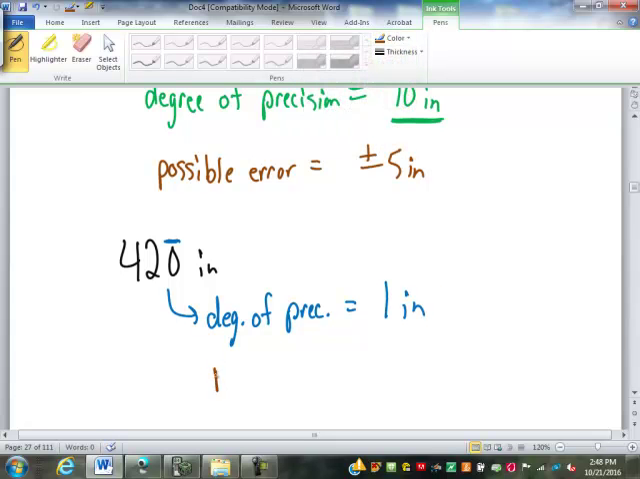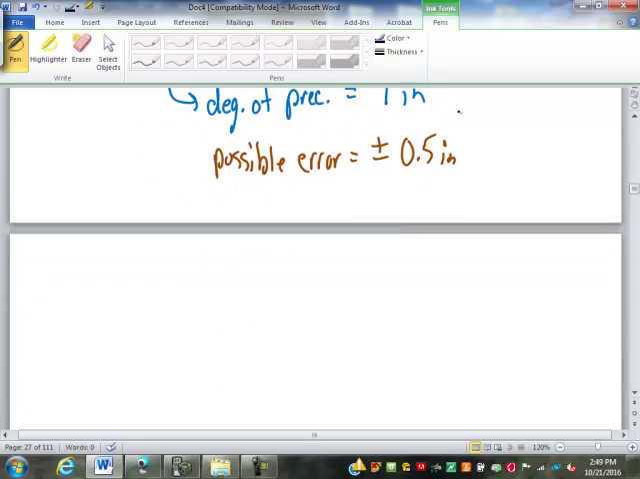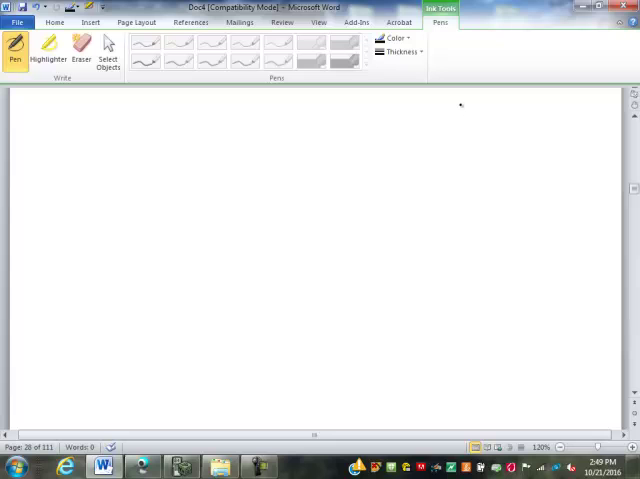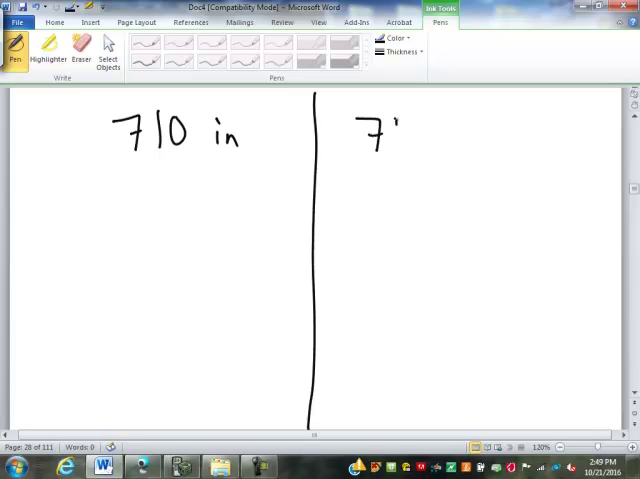So that the possible error is half of 1, or 0.5 inches. So plus or minus 0.5 inches, which makes a big difference. Let's take a look at this in a different light. Let's say we have 710 inches. Now I'm going to list it like this, 710 like that with no indicator, or 710 with a bar over the 0.